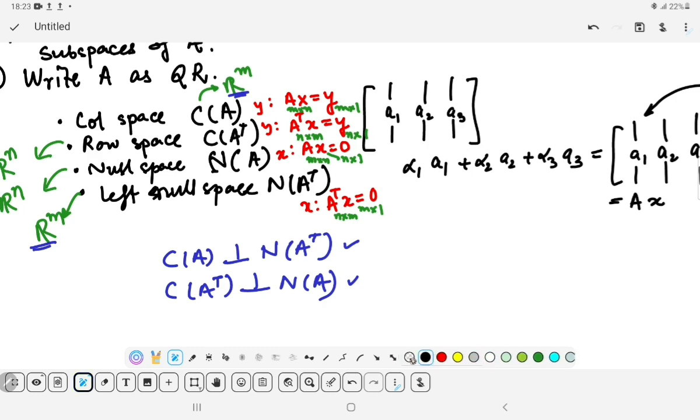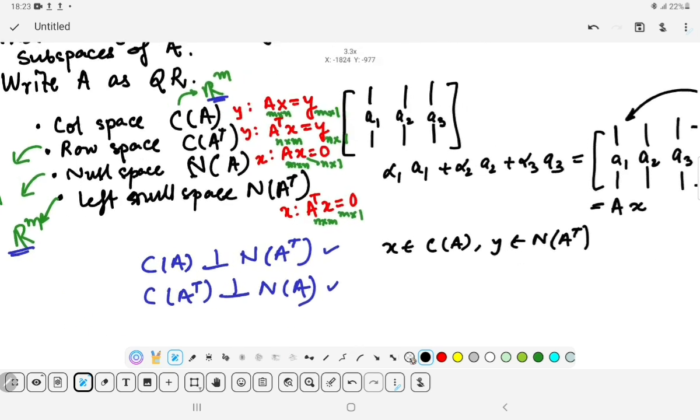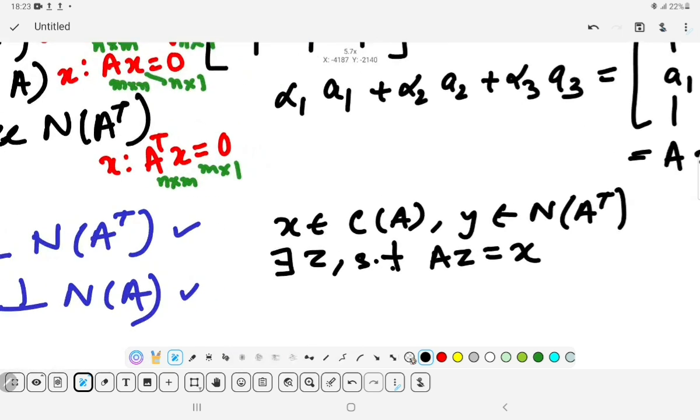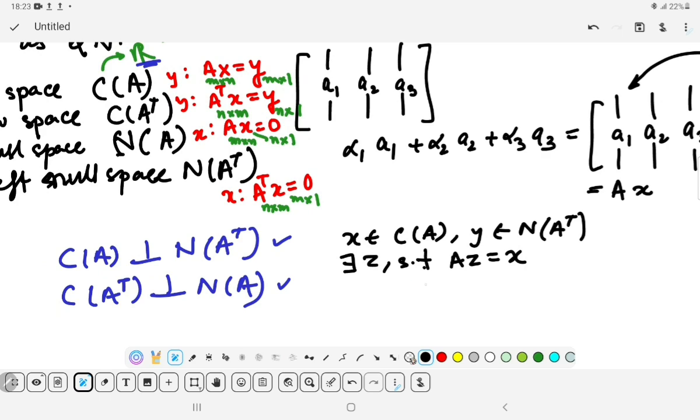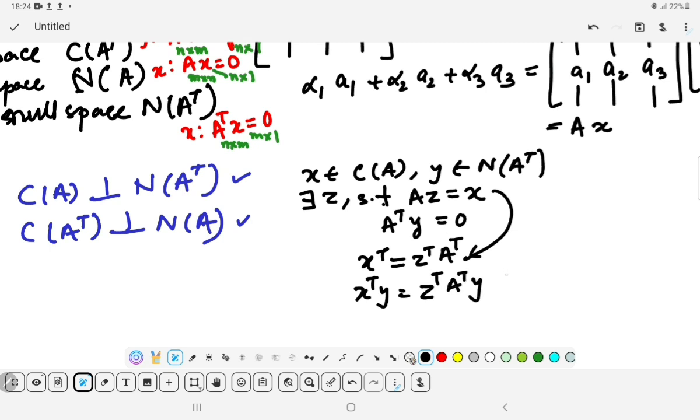Now let me prove why this is true. It's very simple to prove. Say I am taking X belonging to the column space of A and Y belonging to the null space of A transpose. If X belongs to the column space of A, then by definition there exists Z such that Az equals X. And since Y belongs to the null space of A transpose, then A transpose Y equals 0. Now X transpose equals Z transpose times A transpose. What is X transpose times Y? It equals Z transpose times A transpose Y, and A transpose Y is 0, so this is 0, which implies X is orthogonal to Y.